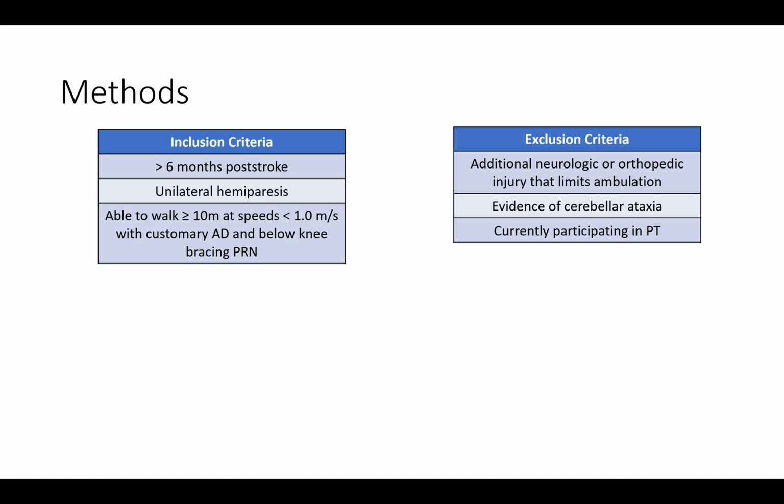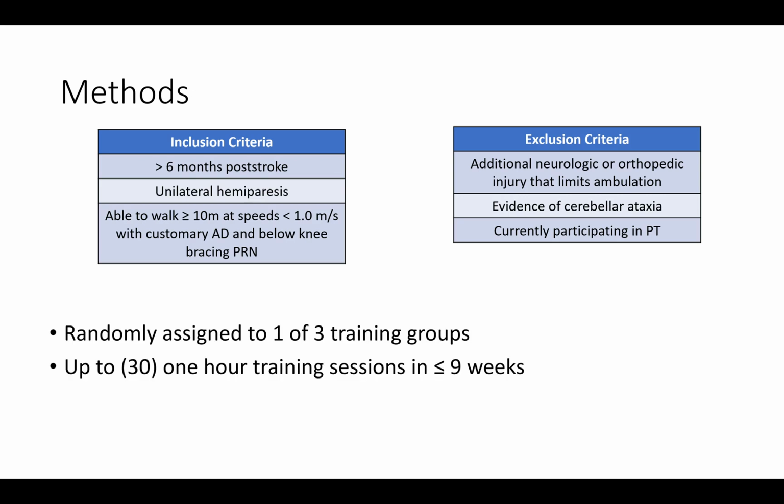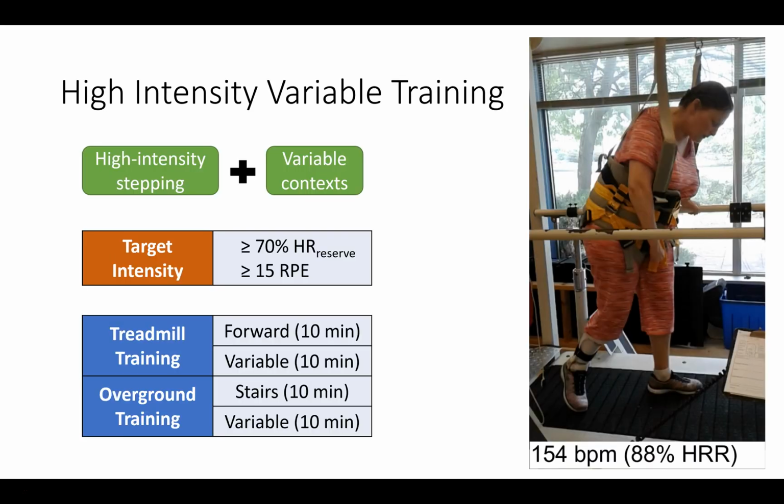And we wanted to make sure that if they were getting better in their walking, it was because of the therapy they were provided in the research study and not therapy they were doing elsewhere. Eligible individuals were randomly assigned to one of 3 groups, and they completed up to 30 one-hour-long training sessions in up to 9 weeks. So the first group here is the high-intensity variable training group.